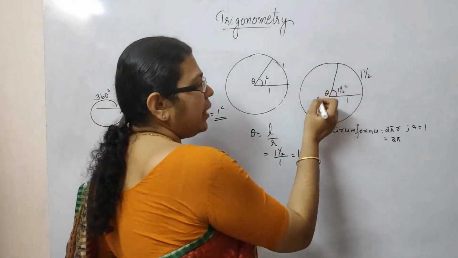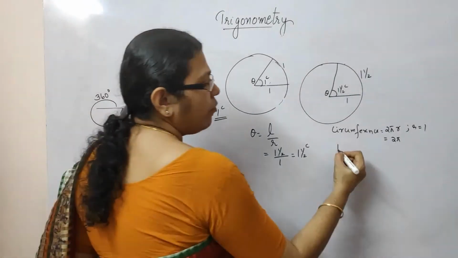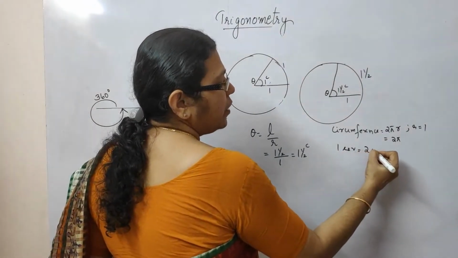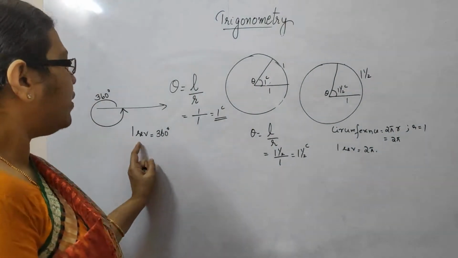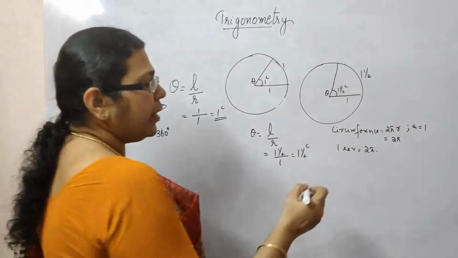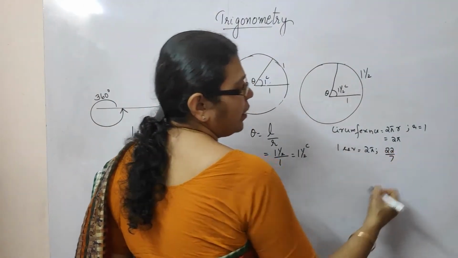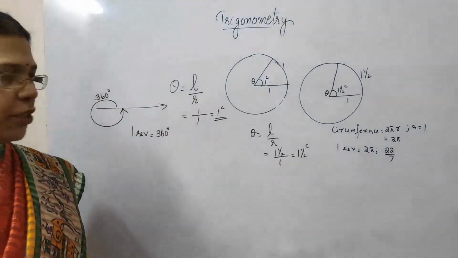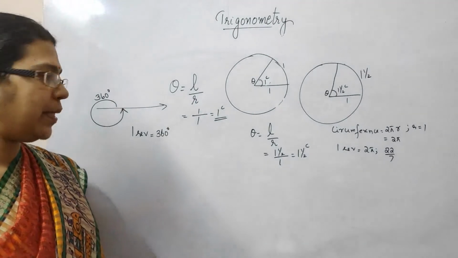That means the entire rotation gives you 2 pi. I can say that one revolution here is 2 pi. So, one revolution is 360 degrees as well as 2 pi. Now, here the value of pi is to be taken as 22 by 7, to convert into degree measure. For the time being, I am keeping the pi value as 22 by 7.